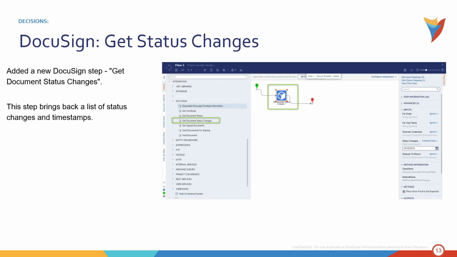There's also a brand new step for the DocuSign module, Get Document Status Changes. When you use this, it returns a list of all the status changes occurring within your documents, along with timestamps. It's a nice, neat, useful update for DocuSign.